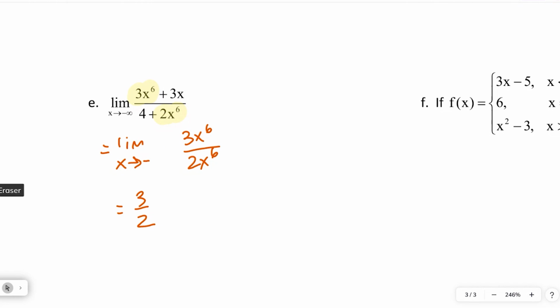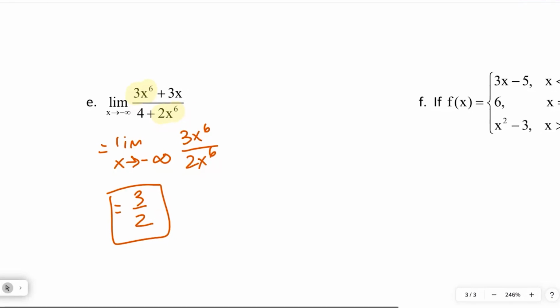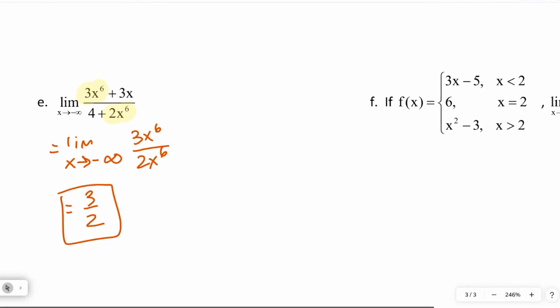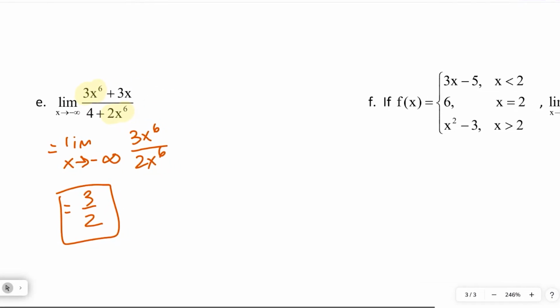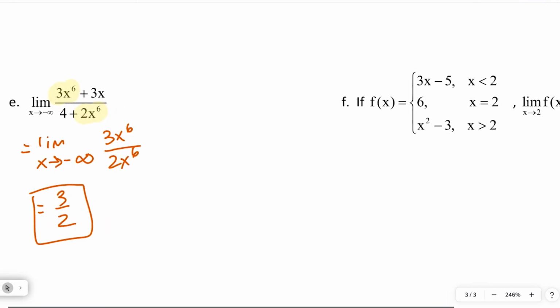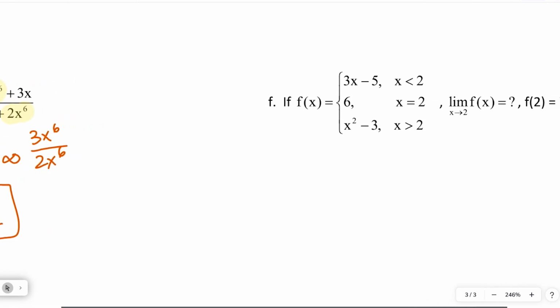That is an ugly infinity. Let me clean that up a little bit. Just really the ratio of the leading coefficients there. That is the y equals 3/2. That is the equation of the asymptote, the horizontal asymptote.